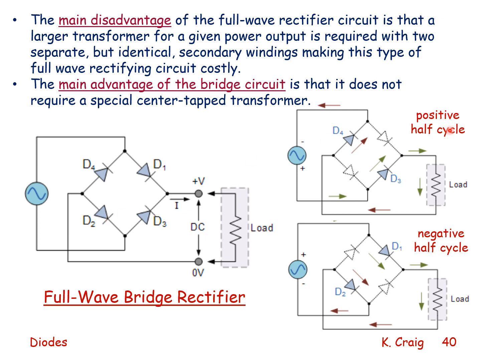During the positive half cycle, D4 and D3 conduct. During the negative half cycle, D1 and D2 conduct. And there is our load resistance. And in both cases, the current flowing through the load resistance is in the same direction.